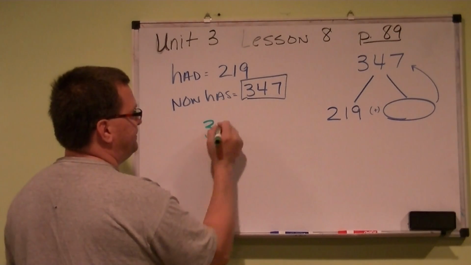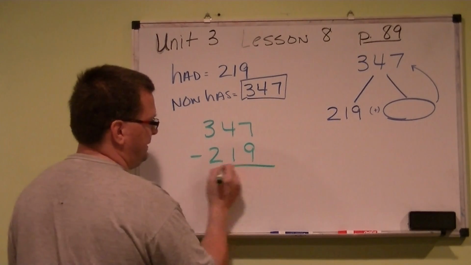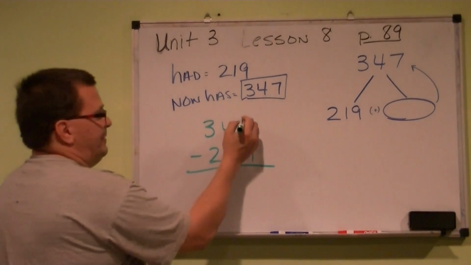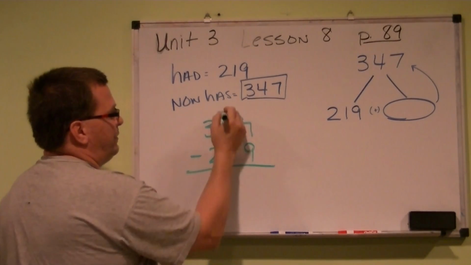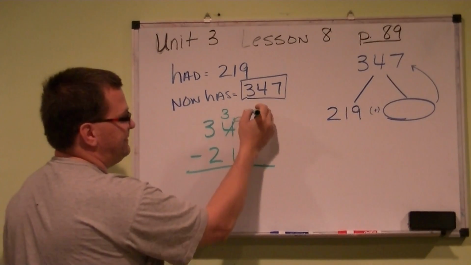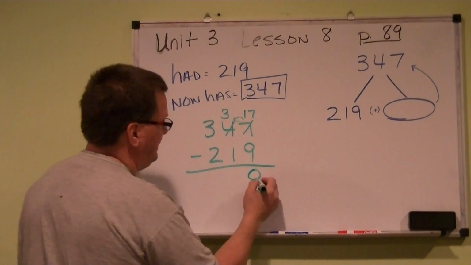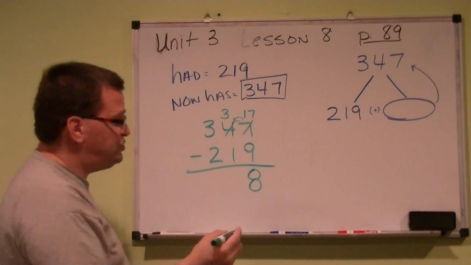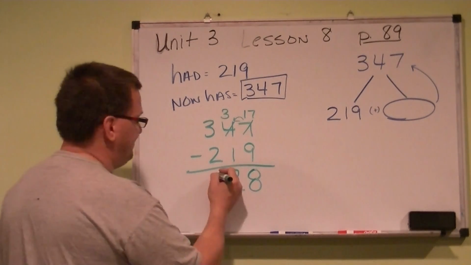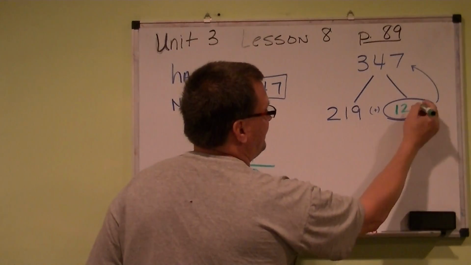347 minus 219. 7 minus 9, we know we can't do it, so we have to flip on over, take it from the 4, make that a 3, add 10 to the 7, so 10 plus 7 will make 17. 17 minus 9 will be 8. 3 minus 1, 2. And 3 minus 2 will give you a 1. So now in our little box, we can put 128.